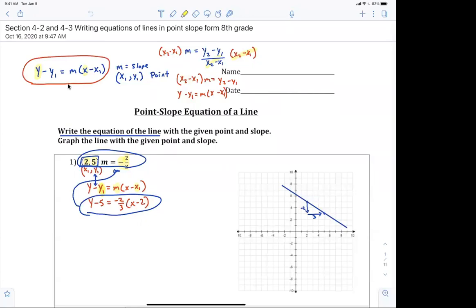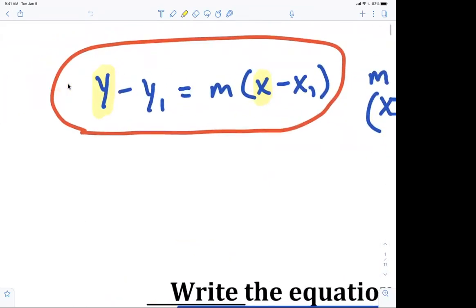We learned a new form. It was called point slope. Tomorrow we're going to go into a third form, called standard form. But right now we've talked about slope intercept and we've talked about point slope. For those of you who are not here, this is a formula that you need to know. Y minus Y1 equals M times X minus X1.